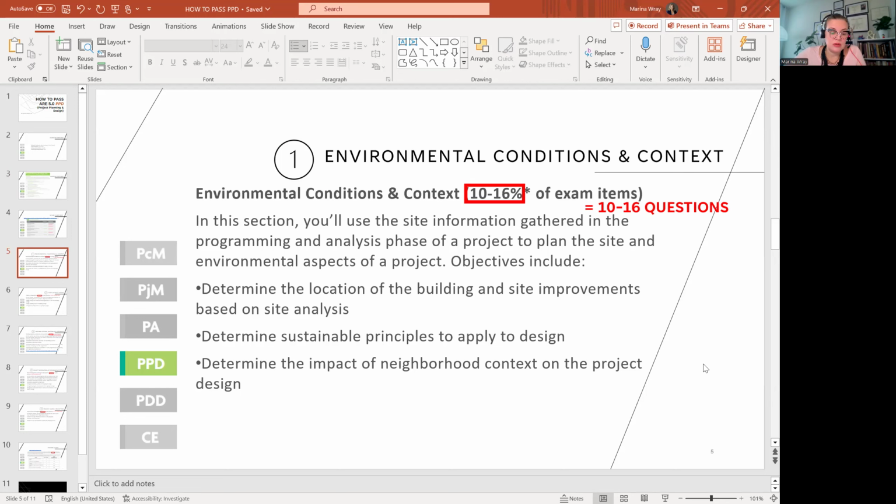I know that we face a lot of different constraints in practice, and sometimes owners are not willing or are not able to pursue the sustainable project or green building certification. But here, imagine that you are doing that, and this will definitely help you with this division. And also determine the impact of neighborhood context on the project design. So this is the third objective of this section.